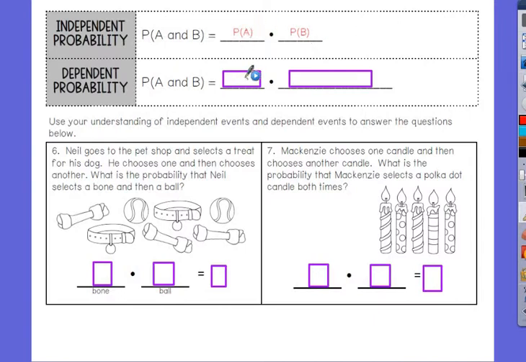Dependent starts out the same. You're still going to find the probability of A. You're still going to multiply, but you're going to multiply a new probability after A has happened. Because was Kale's name still in the basket? No. If I left it out, his name's no longer in the basket. So that's a whole new set of probability.